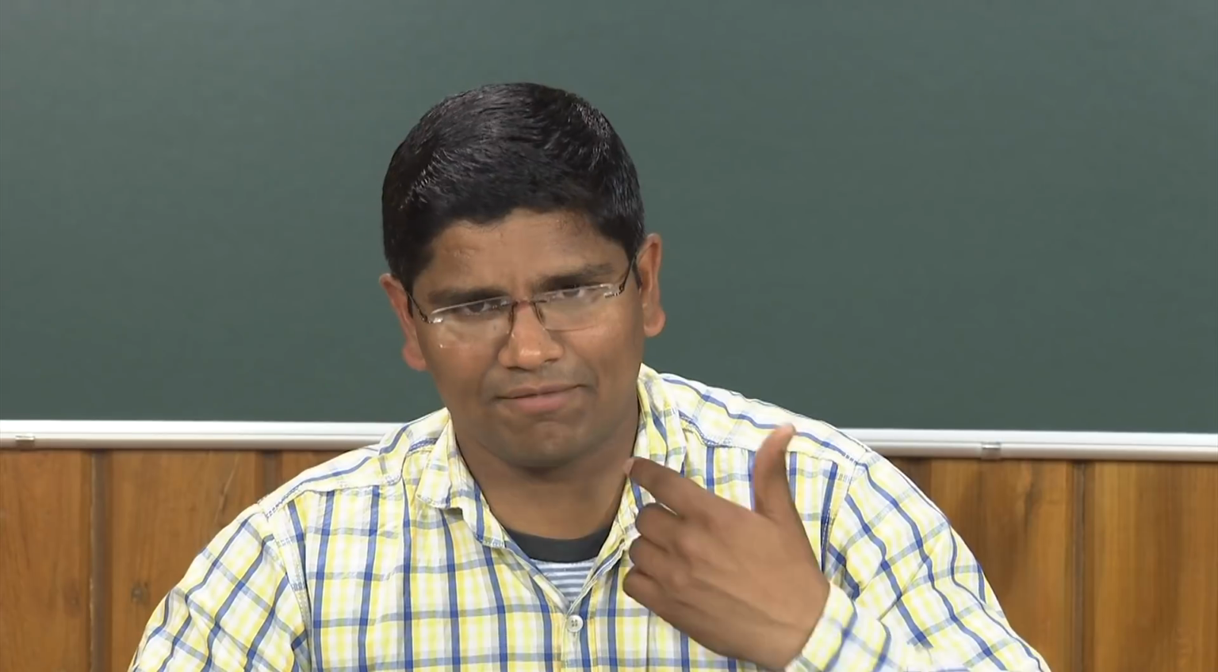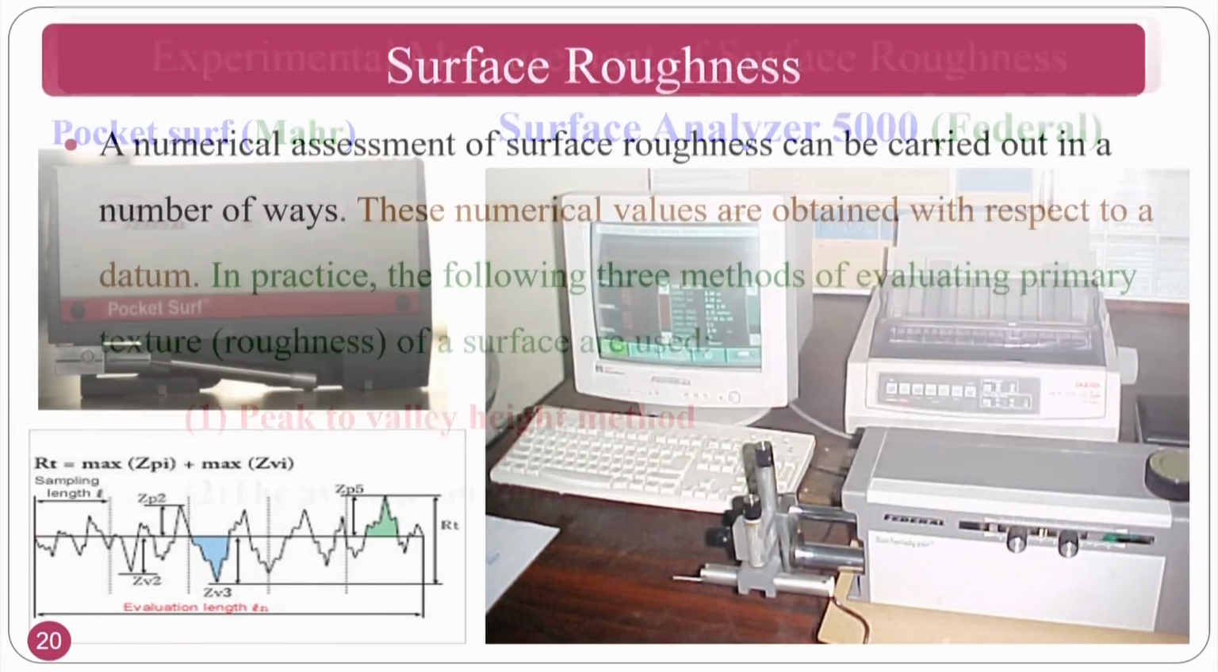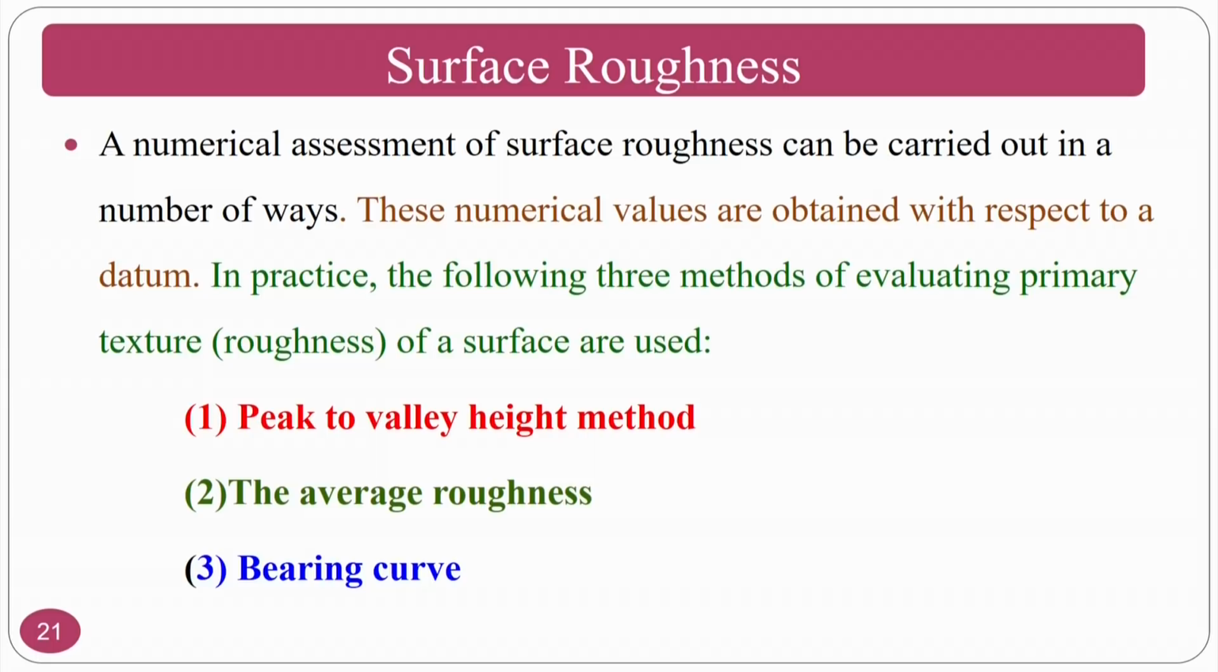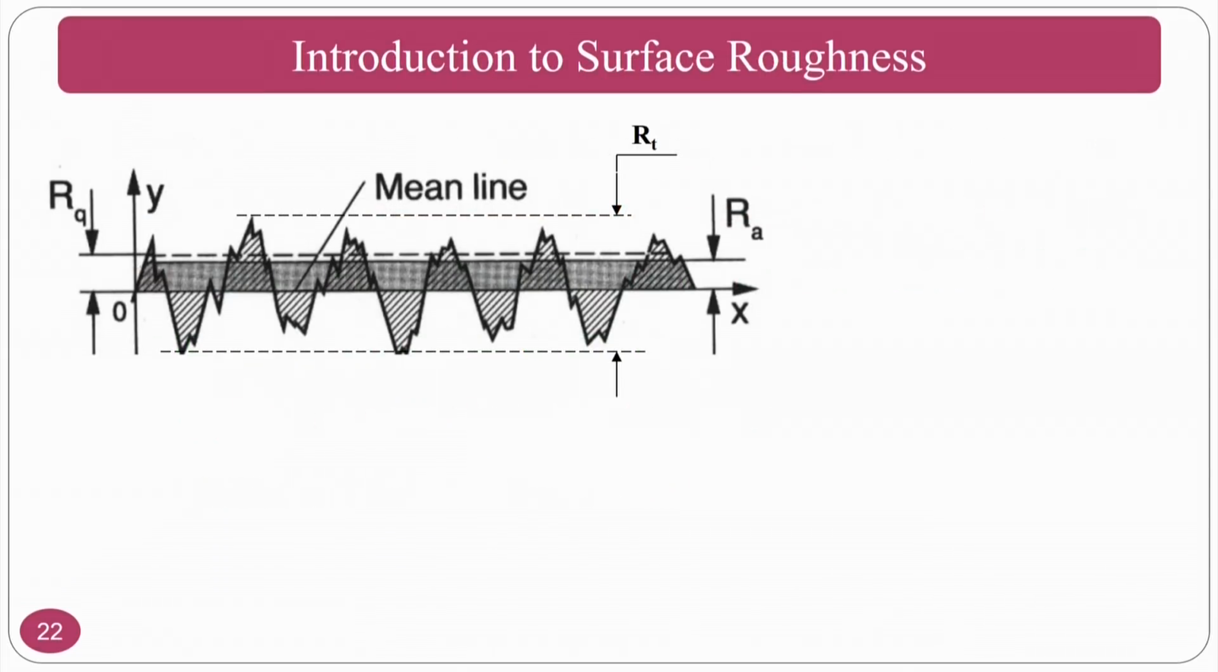And nowadays people work on non-contact type surface profilometers. The numerical assessment of surface roughness can be carried out in a number of ways. One is that numerical values are obtained with respect to a datum. So there will be a datum, and normally you take it accordingly. The following 3 methods are there: peak to valley method, average roughness method, and bearing area curve method. Since we are talking about surface roughness, we will talk only about roughness.